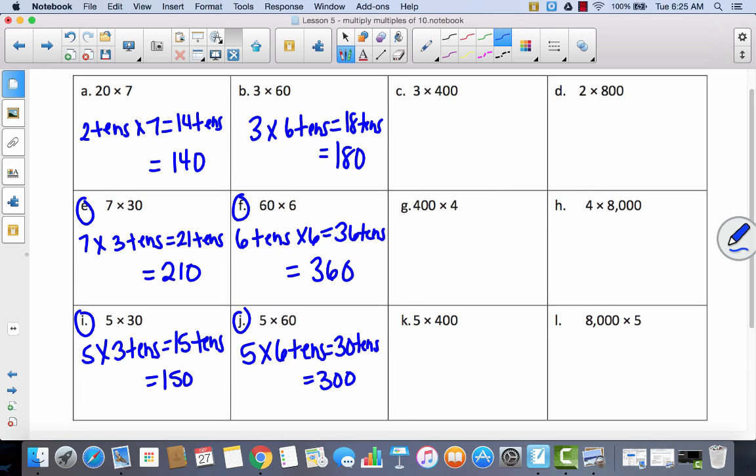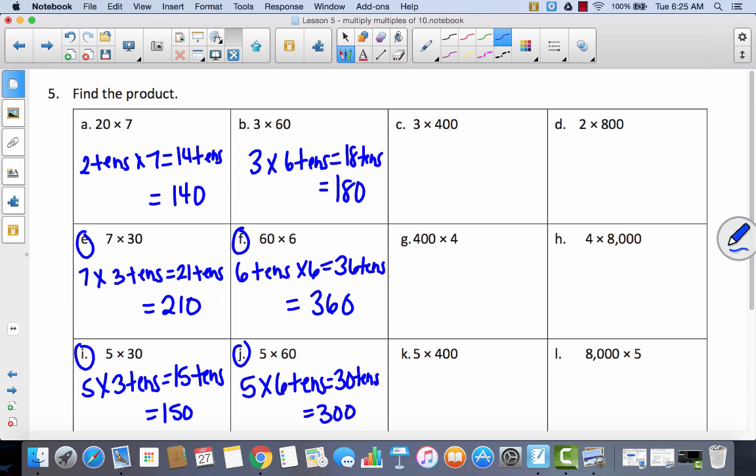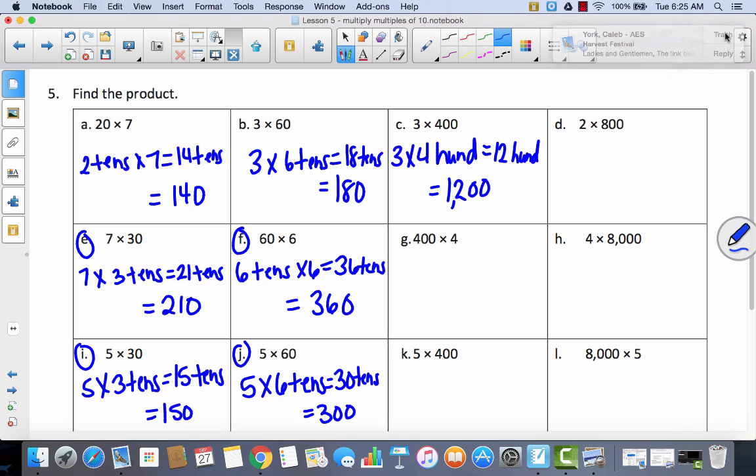All right, so now let's go back up here and let's do some hundreds and thousands. So it's the same principle, except instead of times tens, we're doing times hundreds. And you can abbreviate hundreds, okay? So we have 3 times 400 equals 1,200, which is going to be equal to 12 hundreds, or 1,200. Okay, let's do one more. All right, so we've got 2 times 800, which equals 1,600, which is equal to 16 hundreds, or 1,600.